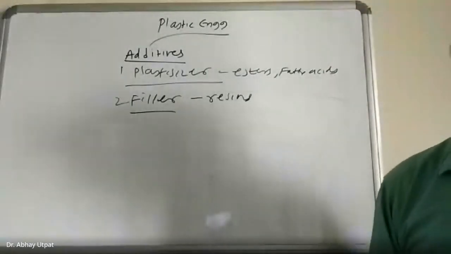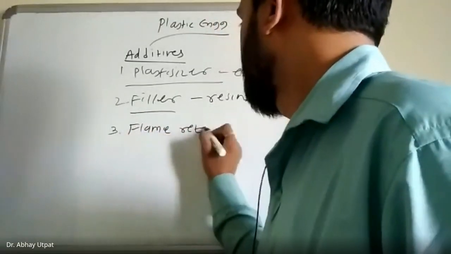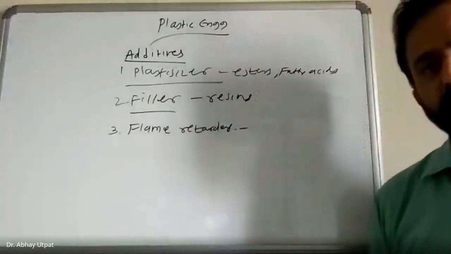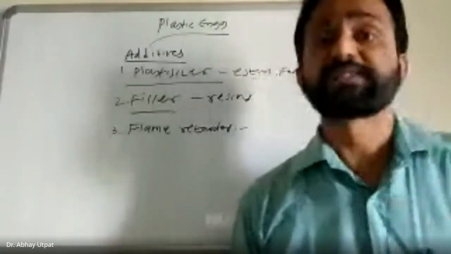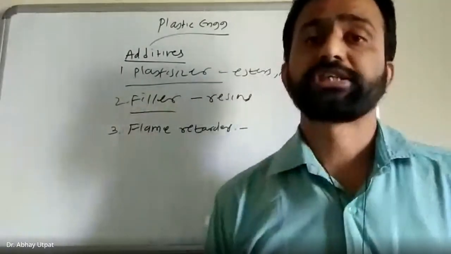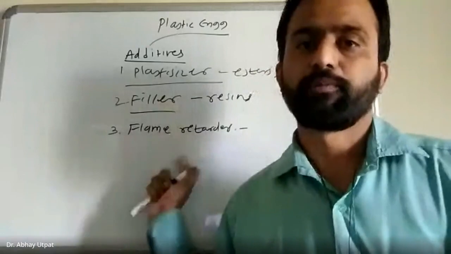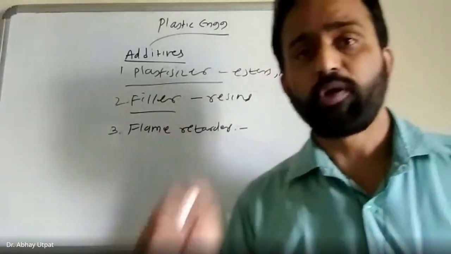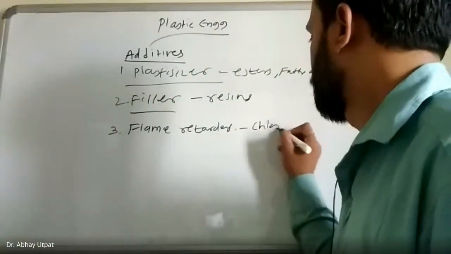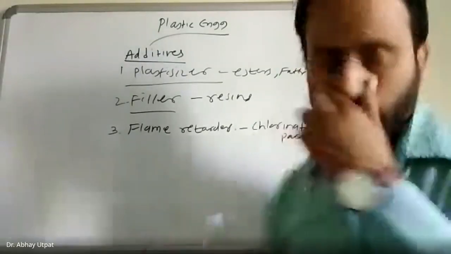Then third, flame retarders. As usual, whatever the name says, a flame retarder will decrease the flammability. It will not catch fire. So flame retarders are the elements which are added in the plastic for avoiding catching of flame in the plastic. Example: chlorinated paraffin. You have to remember this.